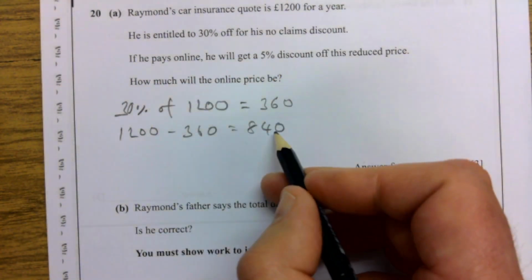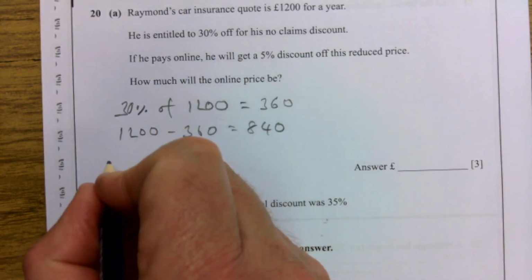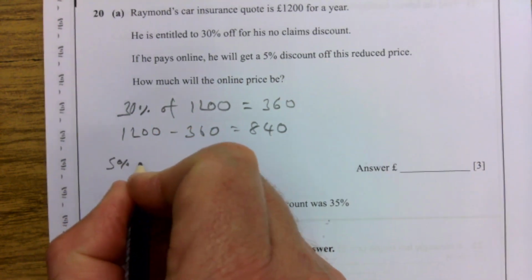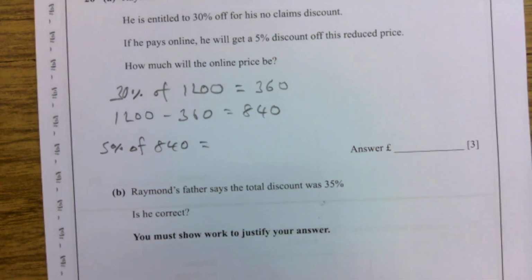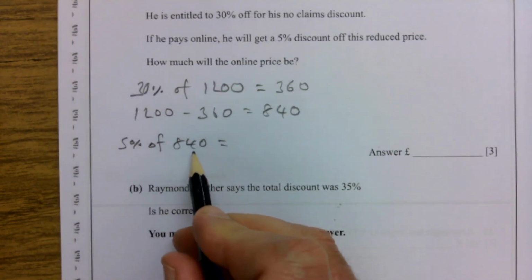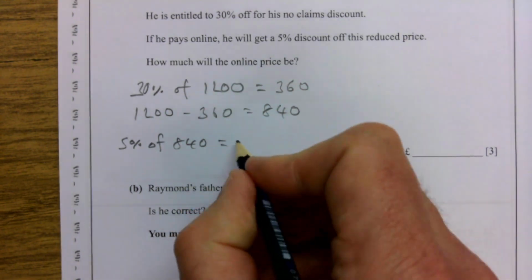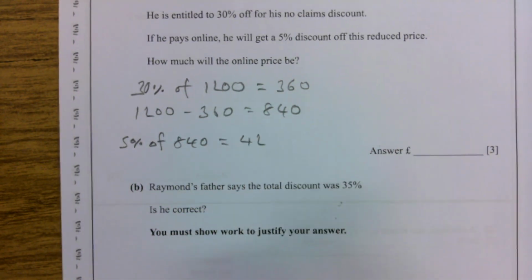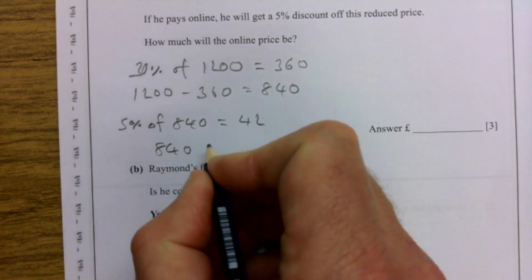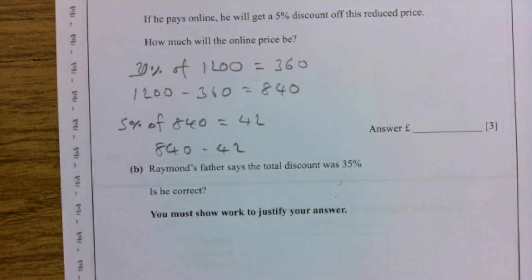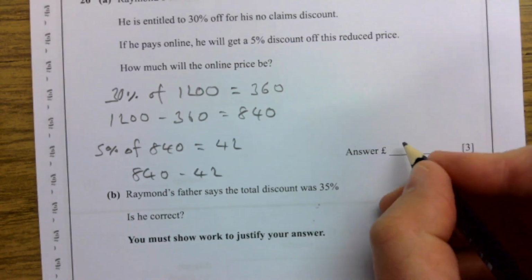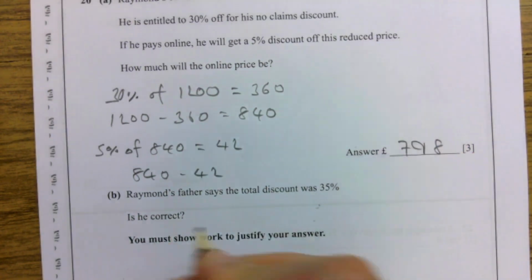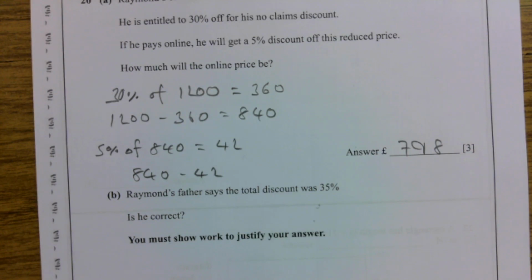And then 5% off this. So 5% of 840. Again, I think I can do this in my head. 10% is 84, so half of that would be 42. So if we do 840 take away 42, my answer is going to be 798. There are loads of different ways of working out percentages. This is just the way I decided to do it.